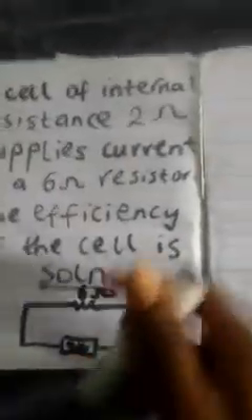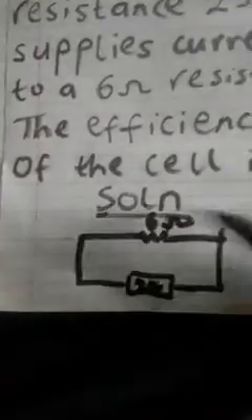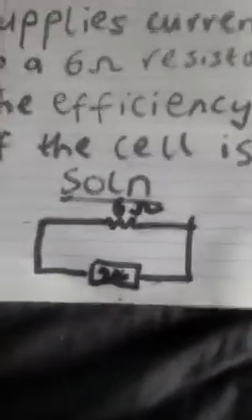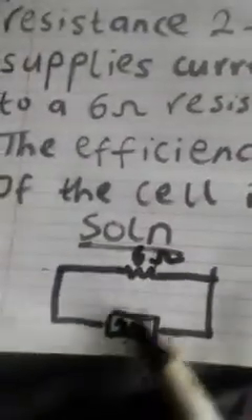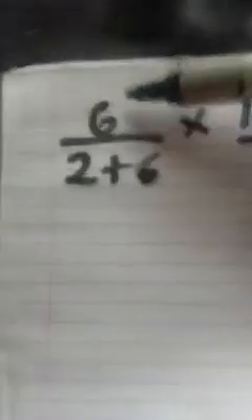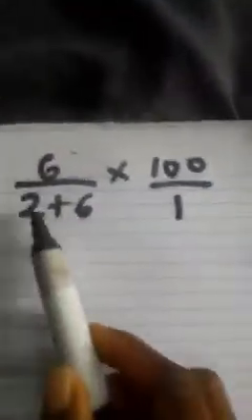So with the same beer ideology, let's get this efficiency. You use this 6 first, because this 6 is the one doing the work. So it becomes 6 over, now the total work put in is both this 6 and this 2, so you have 2 plus 6, and everything times 100 over 1. Because this 6 is the useful work done, and this 2 plus 6 is the total work put in.